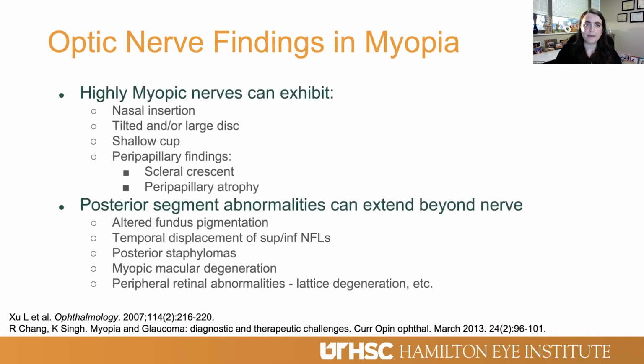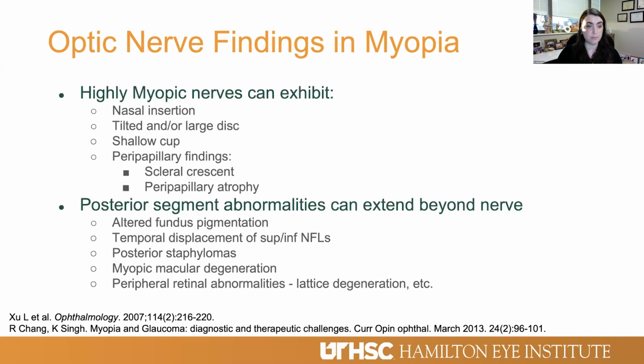So let's talk about the optic nerve findings in myopia. Highly myopic nerves can exhibit any or all of the following: nasal insertion of the optic nerve, a tilted and/or large disc, a shallow cup, and then peripapillary findings such as a scleral crescent, wherein, due to thinning from the axial elongation, you actually see the sclera, as well as peripapillary atrophy.